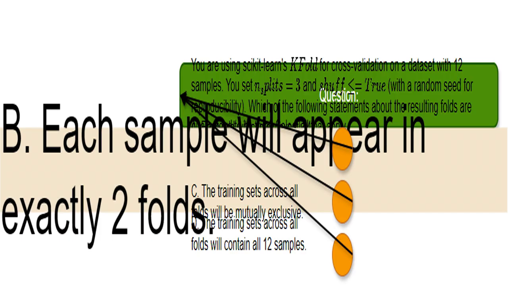This question asks you to think about how KFold cross-validation works. We're using Sklearn's KFold function to split 12 data samples into 3 groups, folds, randomly. The goal is to figure out which statements about those folds are always true. I see this because I have 3 folds, and each sample appears only once in a test fold, the one it's left out of. It must show up in the remaining 2 training folds.